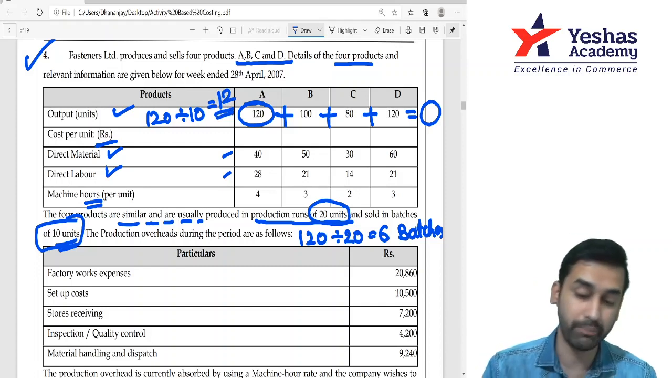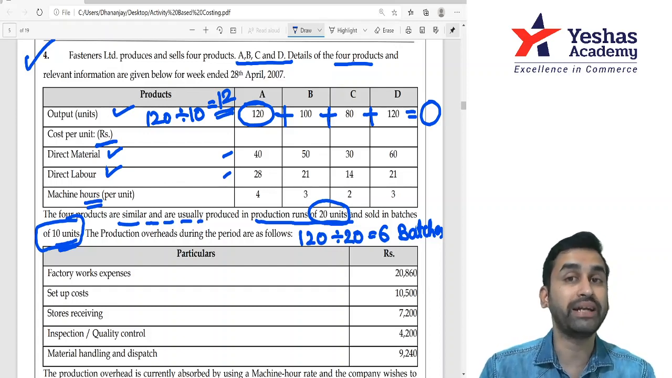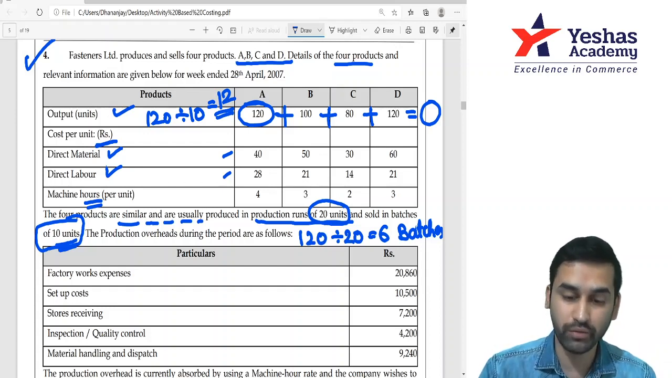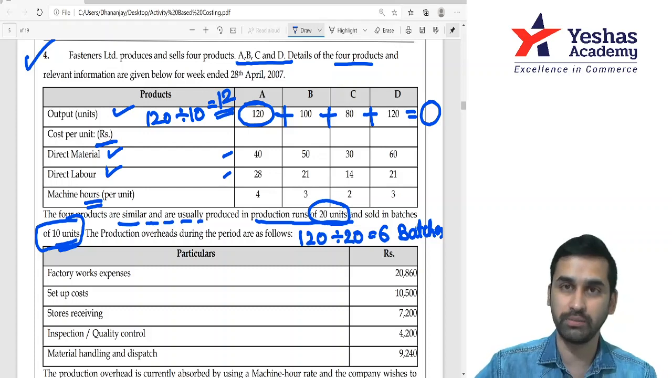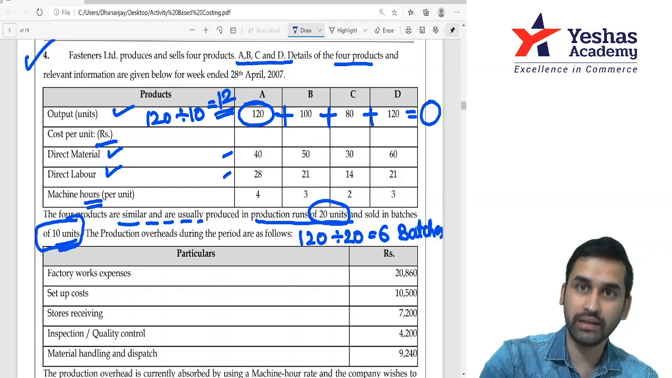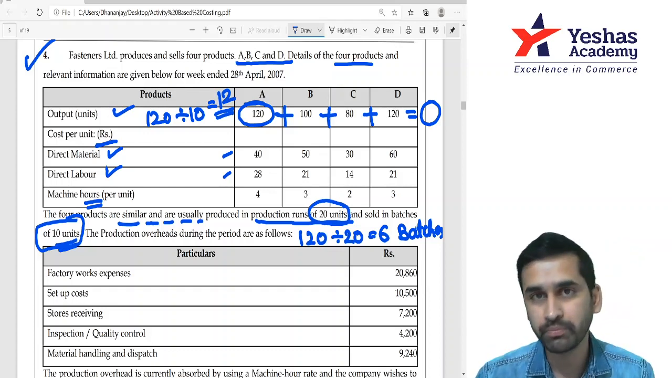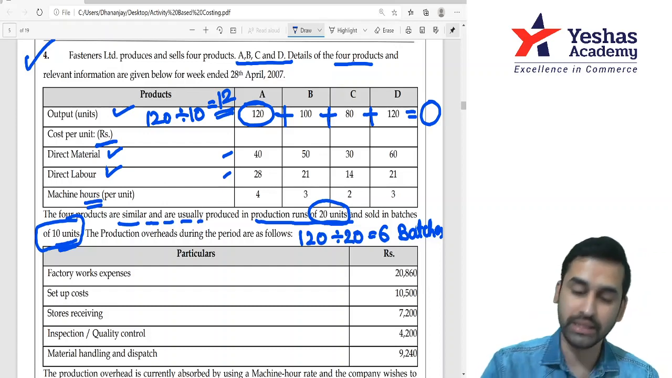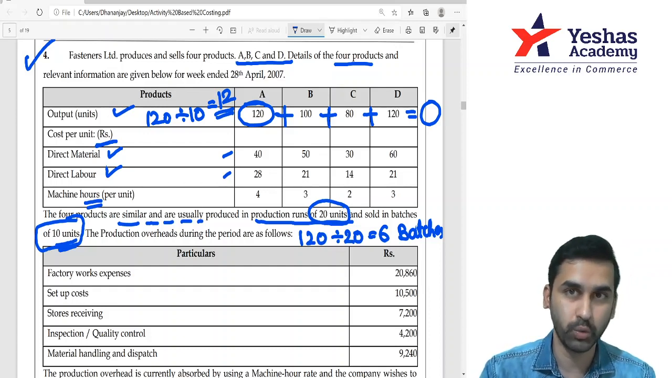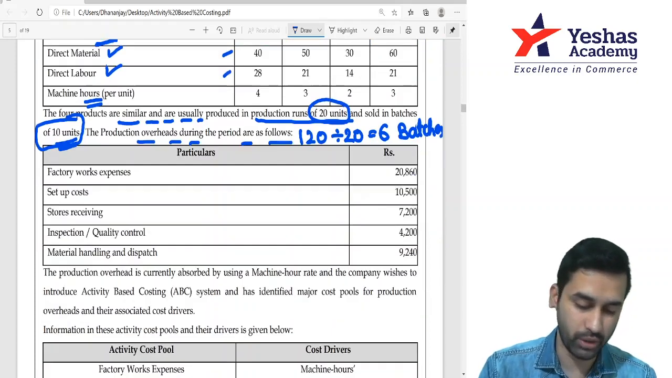Are you following? I repeat, 120 when you produce, you are producing 20 once, 20, 6 times. Correct? But when you have to sell, you are not selling 20 to one customer, you are selling it in a batch of 10. That means 10, 10, 10 and so on. How many times do you have to do it? 12 times you have to do it. Are you following? Production 6 batches, but when you sell, it has to be 12 batches. Clear to you? Next. The production overheads during the period are given to you, basically overheads.